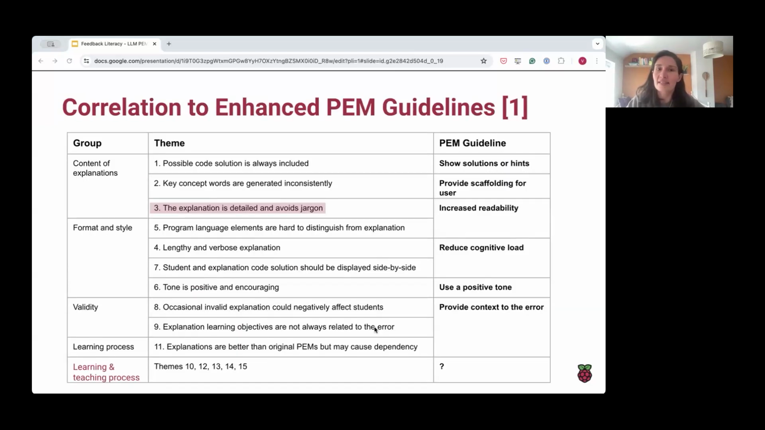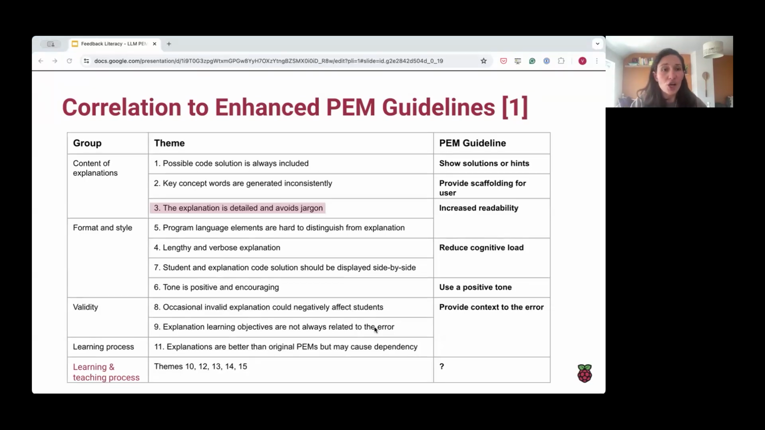We first look at how these themes correlate to established enhanced programming error message design guidelines, an area of research that focuses on ways of enhancing programming error messages to help students understand and action them better. And we use the guidelines proposed by Brett Becker and many others, which consolidates a lot of the research done in this area in 10 design guidelines. And 10 of our themes actually correlated to the guidelines on showing solutions or hints, providing scaffolding for the user, increased readability, reduced cognitive load, using a positive tone, and providing context for the error.